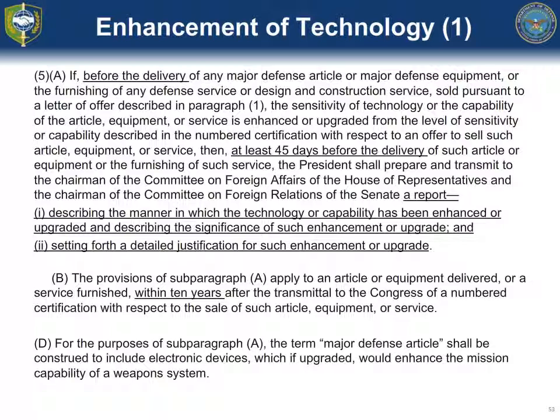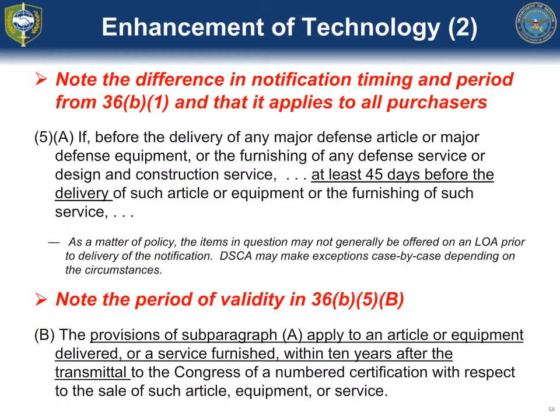When you submit that 36B-5A, don't just submit your old sensitivity of technology. Describe the manner of the enhancement. How has it been upgraded? Why is that significant? Give us a justification, not for the original sale of the equipment in its lesser capable form, but a justification for that upgrade. And it may be as simple as saying something like, the old version is out of production. It may be that the country has changed its requirements based on some new threat. Whatever it is, spell out a detailed justification. And again, the law makes clear this applies within 10 years after the transmittal.